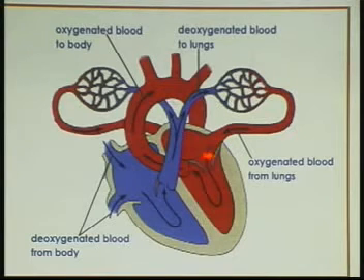This journey, beginning from the superior and inferior vena cava pouring their blood into the right auricle, that is deoxygenated blood, to the right ventricle receiving the oxygenated blood from the lungs, is called as the pulmonary circulation or the lesser circulation.